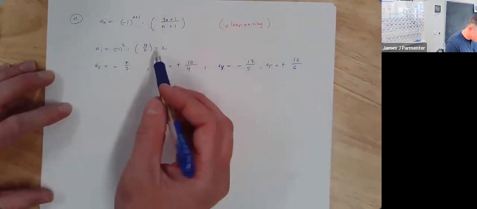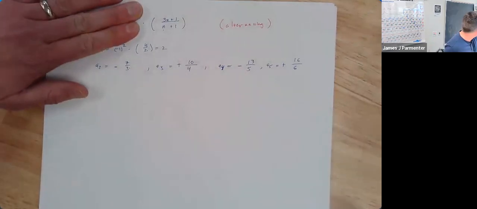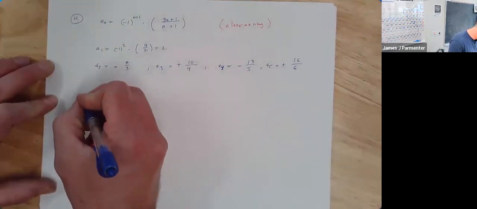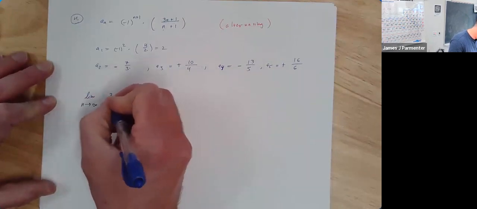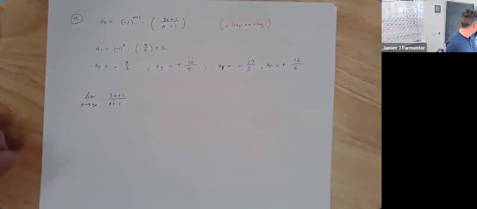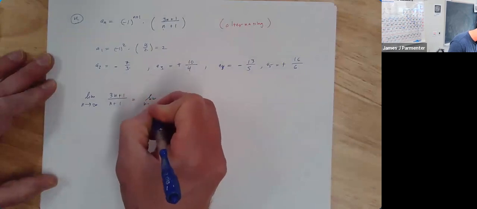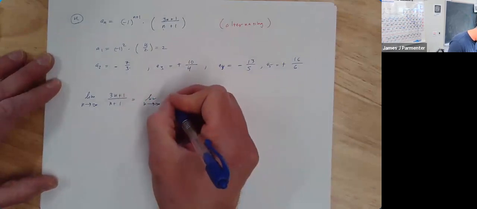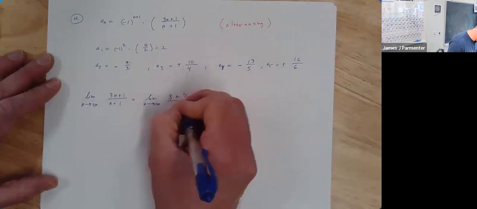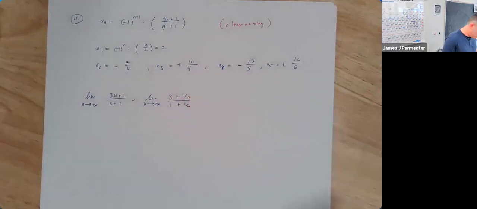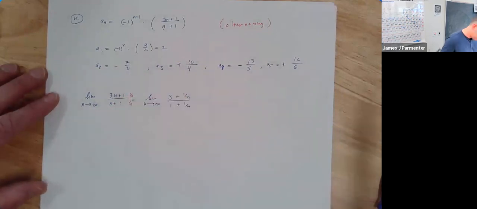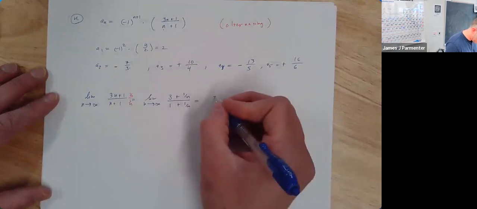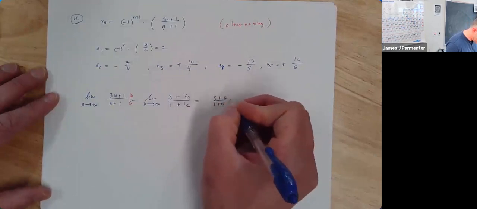So this sequence, if I look at the non-alternating part for a second, we can see that the limit as n goes to infinity of (3n plus 1) over (n plus 1), I think it's going to be 3. Let's check. Yeah, if I divide everything by n, I get (3 plus 1 over n) over (1 plus 1 over n). I didn't show my work. I multiplied by (1 over n) over (1 over n). And then that's going to go to (3 plus 0) over (1 plus 0), just 3.